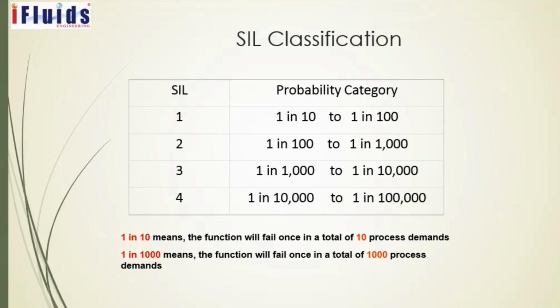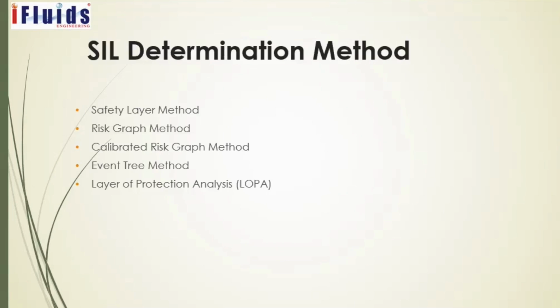So number 2 is 1 in 100 to 1 in 1000. Number 3 is 1 in 1000 to 1 in 10,000. Number 4 is 1 in 10,000 to 1 in 100,000. So 1 in 10 means the function will fail once in a total of 10 process demands. So 10 times there is a demand, there is a chance of one failure. 1 in 1000 means the function will fail once in a total of 1000 process demands.